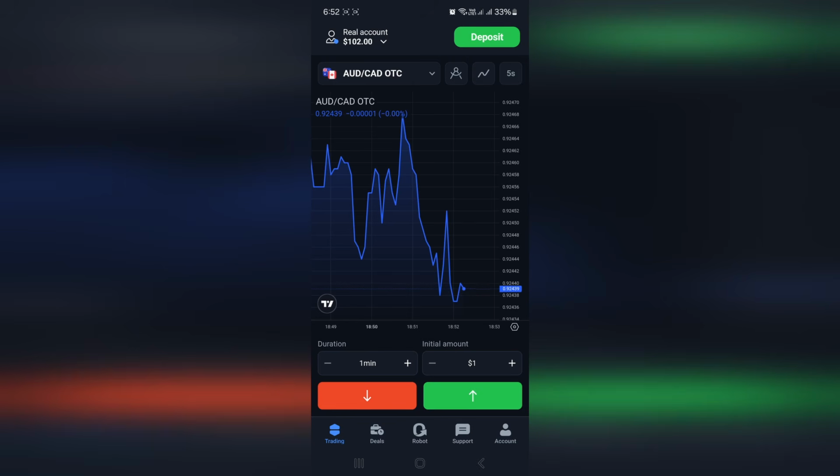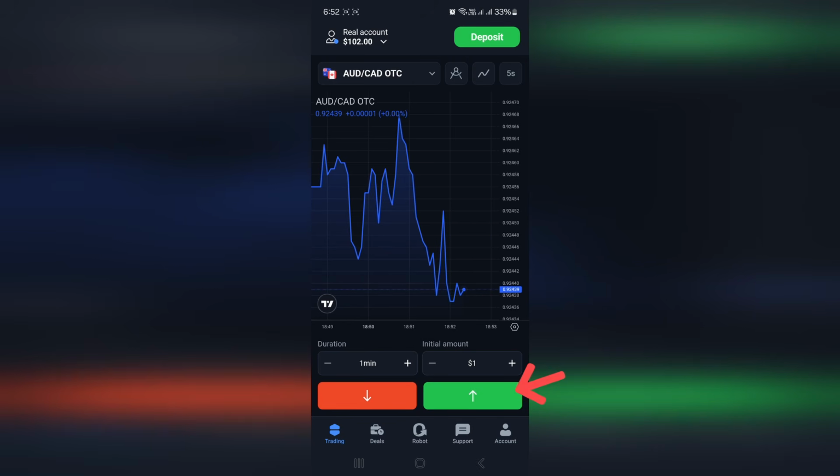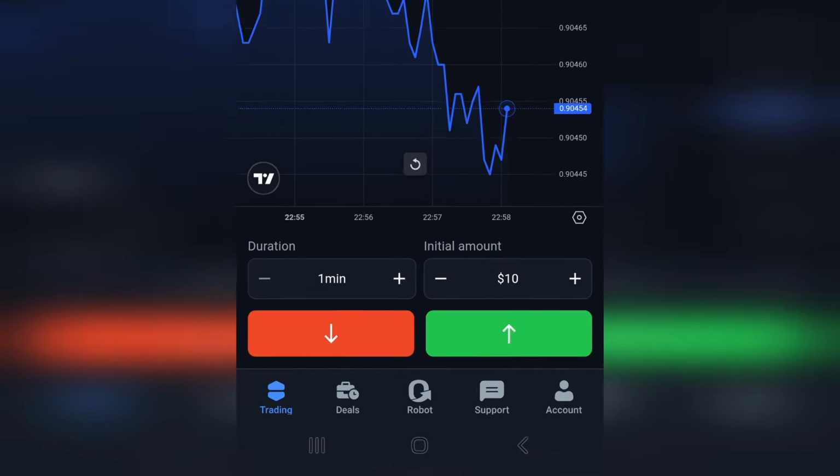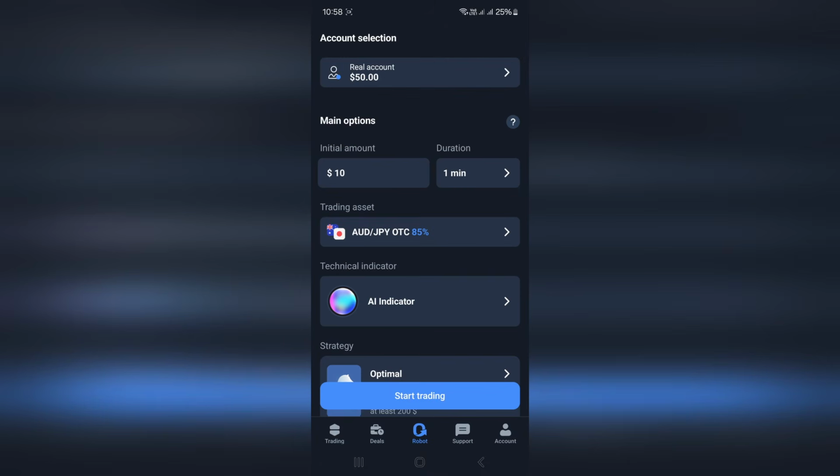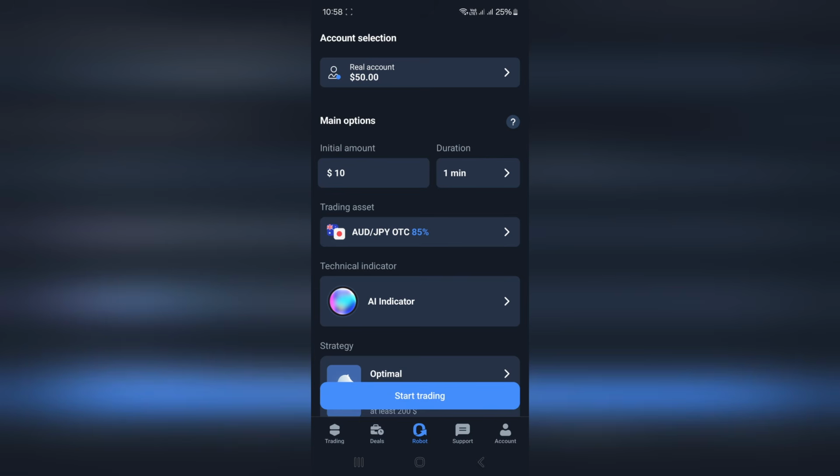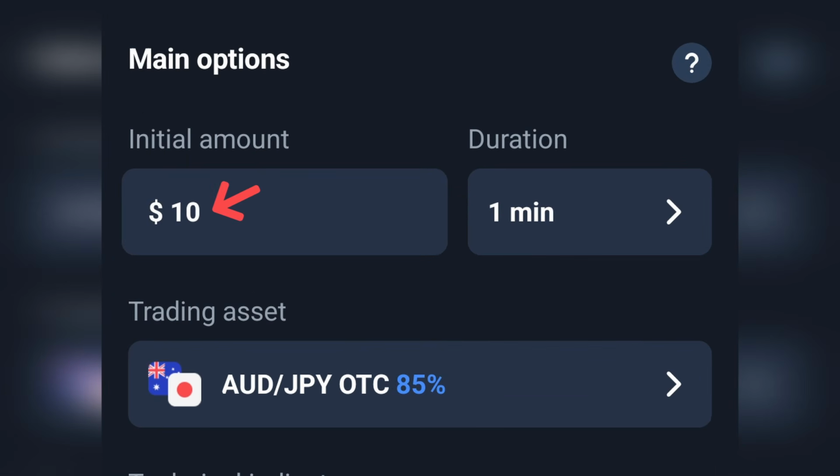Now, let's move on to trading. Similar to other platforms, you can place trades on your own using these buy and sell buttons. But if you want to use the trading bot, you need to come to this robot section. Once you're here, the first thing you need to do is select the trading amount. If you set the amount to $10, the bot will use $10 on each trade. As always, I recommend you keep this amount below 10% of your account balance. This way, the bot will have the ability to recover the losses without running out of money. For the sake of the video, I will be using $10 on each trade.